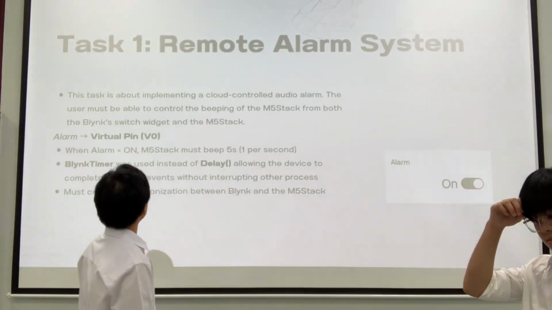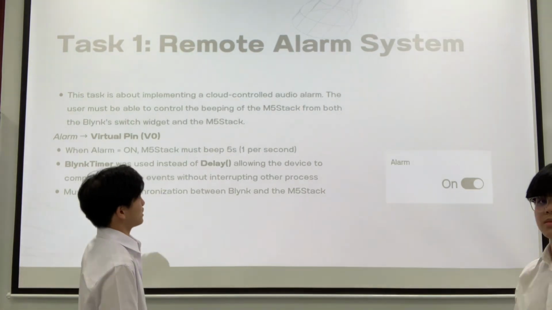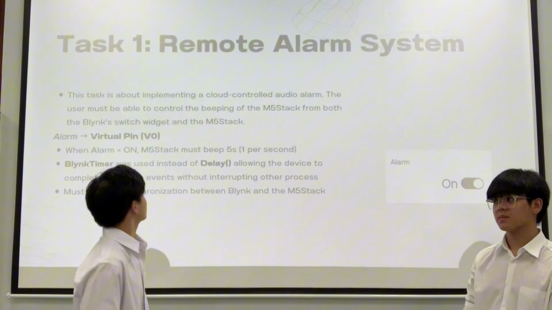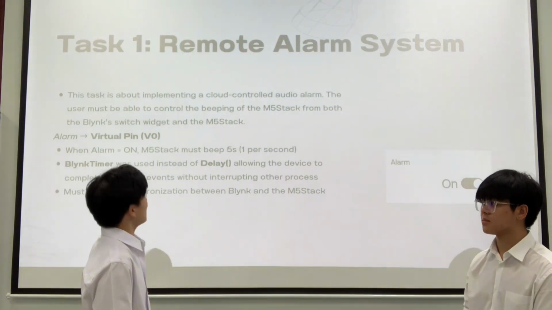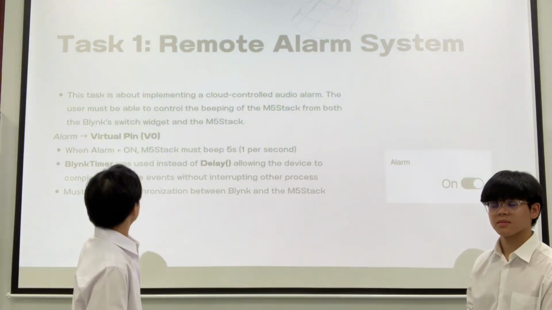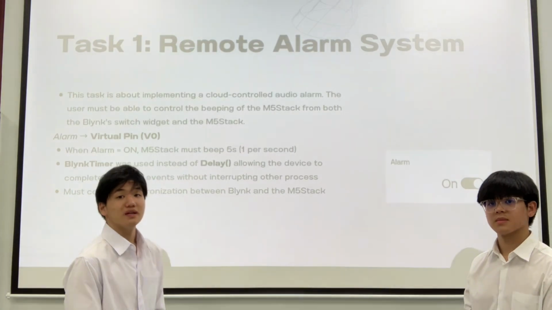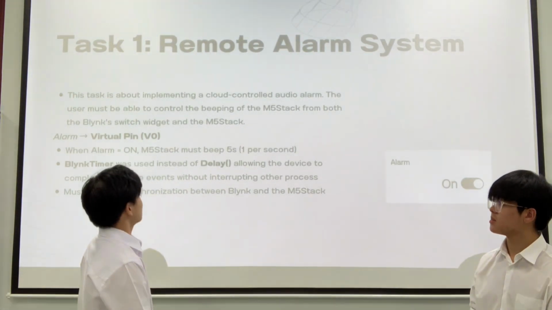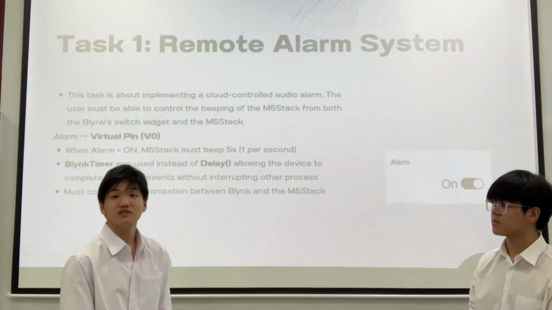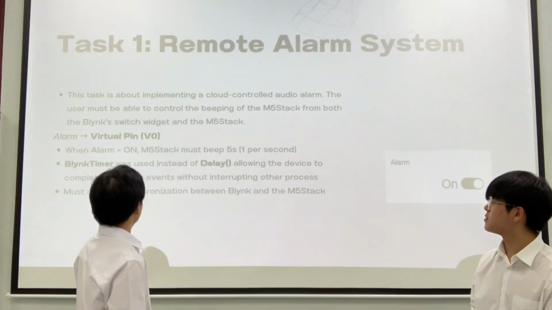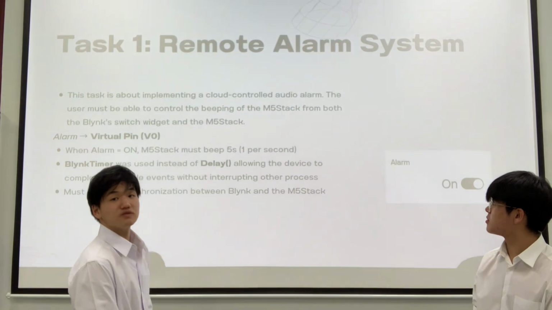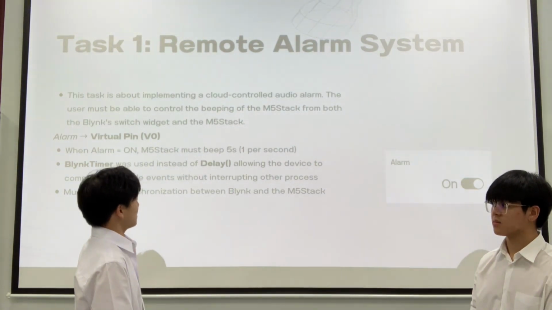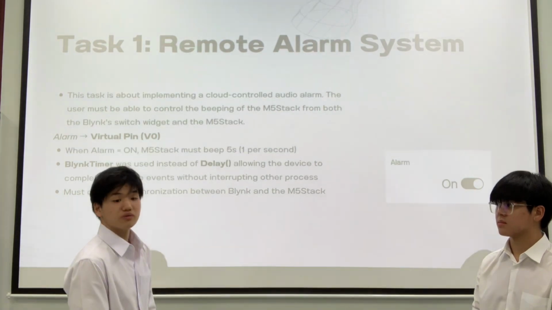The first task is about implementing a cloud-controlled audio alarm. The user must be able to control the beeping of the M5 Stack from both the switch widget and the M5 Stack. The alarm virtual pin is set to V0, and when the alarm is on, the M5 Stack must beep for 5 seconds, once per second. The Blynk timer is used instead of delay to allow the device to complete scheduled events without interrupting other processes.